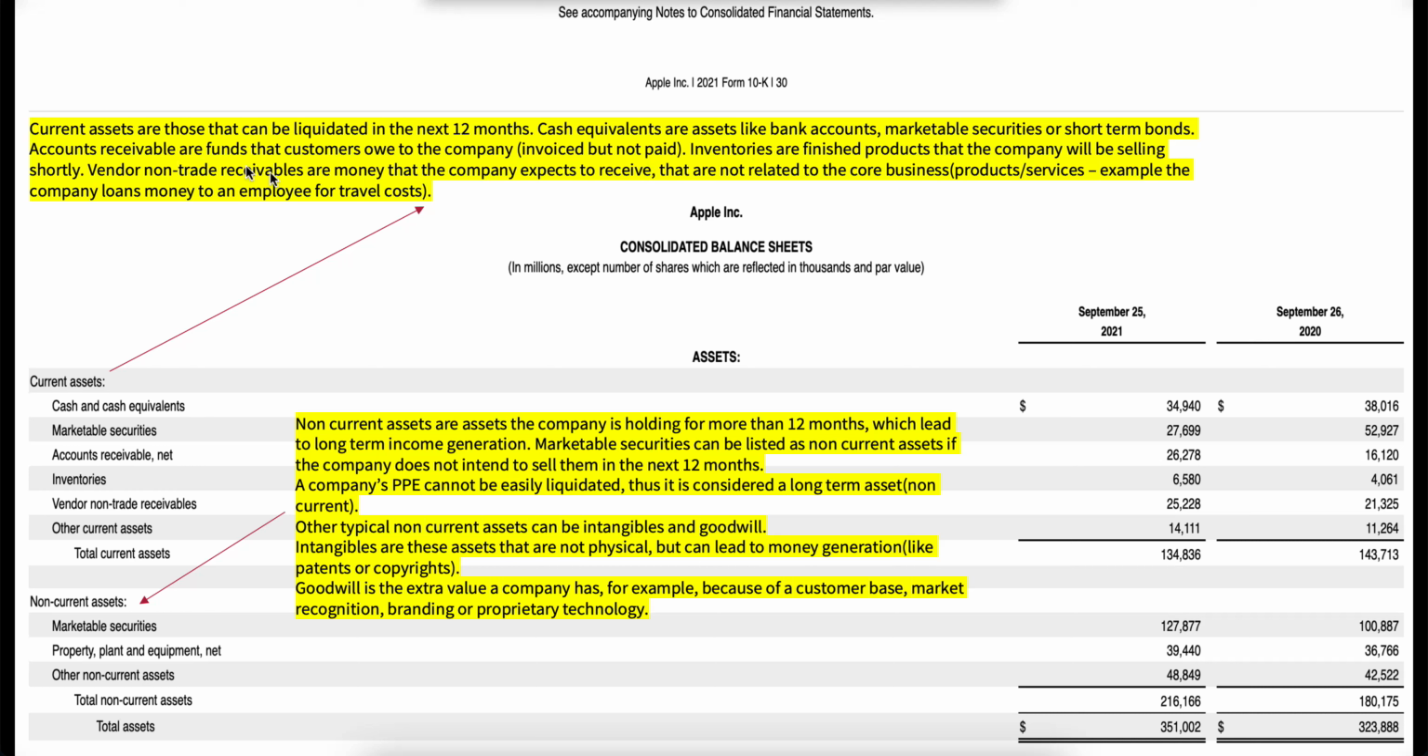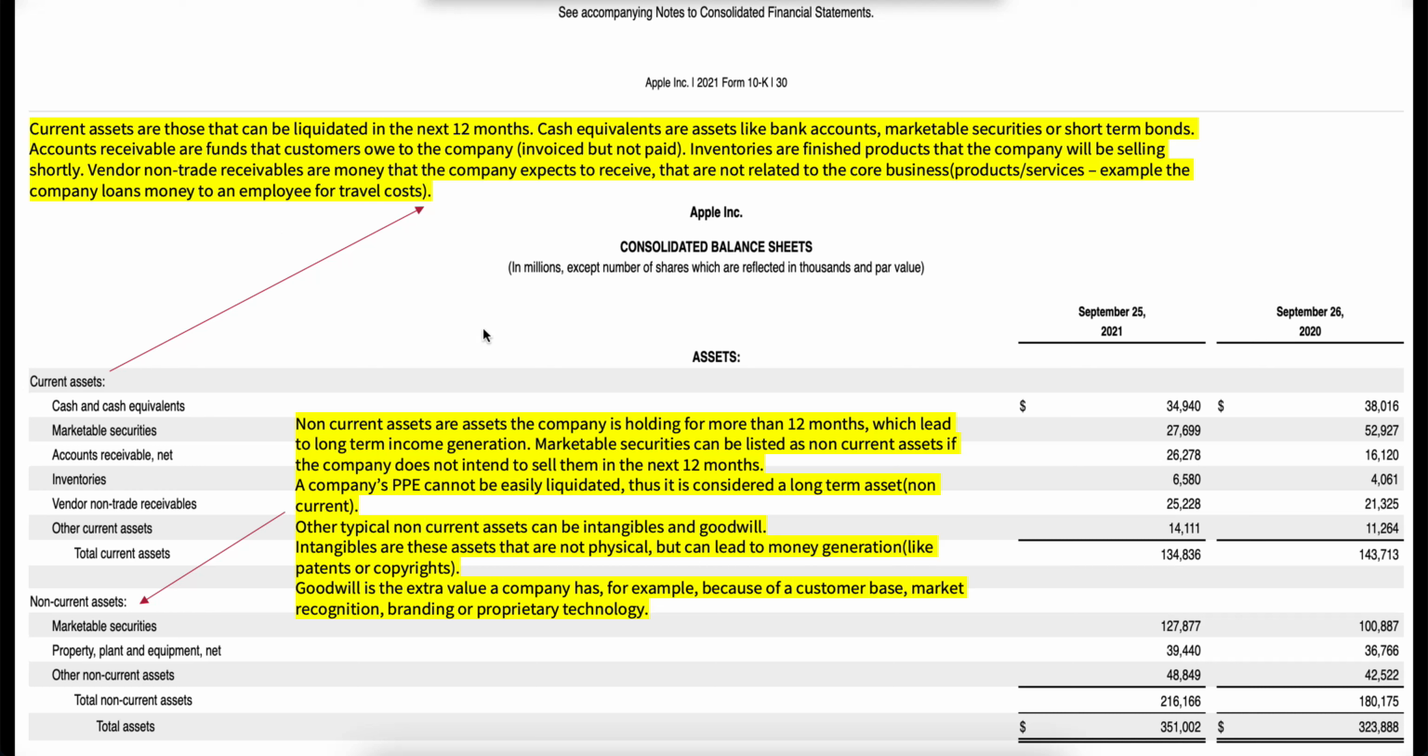Accounts receivable, for example, is money that customers owe to our company, to Apple in this case. This is invoiced but not paid yet, so we're expecting to receive it, and it's recorded as current assets. Inventories are finished products which have a value that the company will be selling shortly, so these are also recorded as current assets expected to be sold in the next 12 months. Vendor non-trade receivables is money that the company expects to receive, but it's not related to the core business, like products or services that Apple is selling.